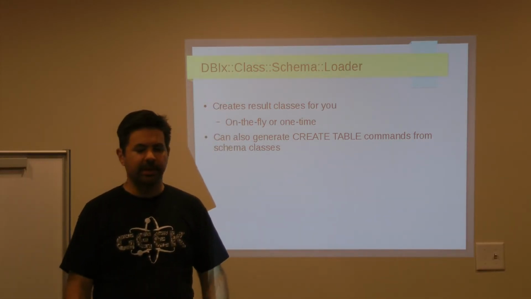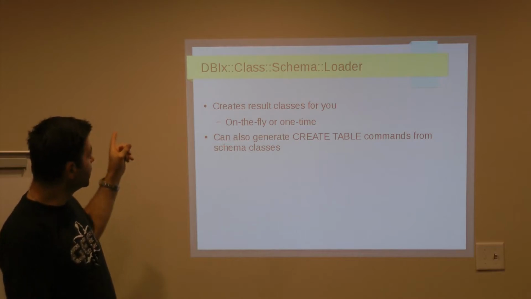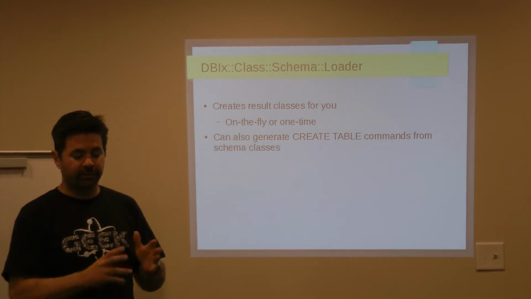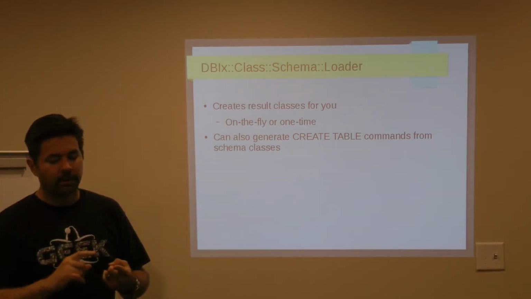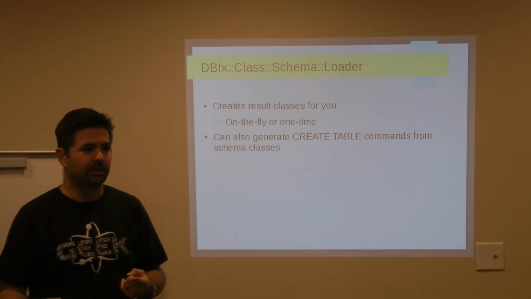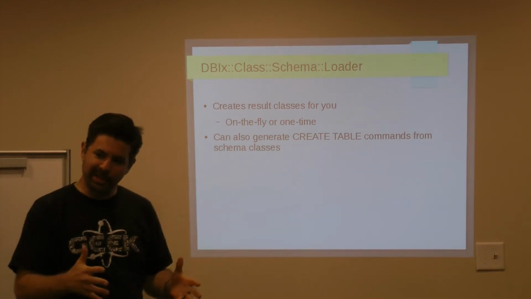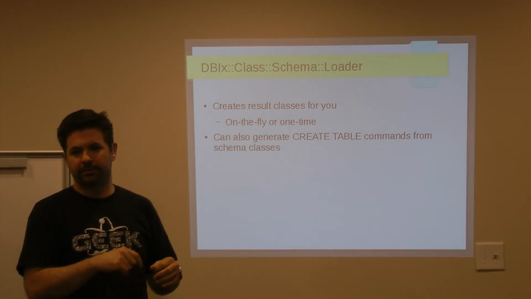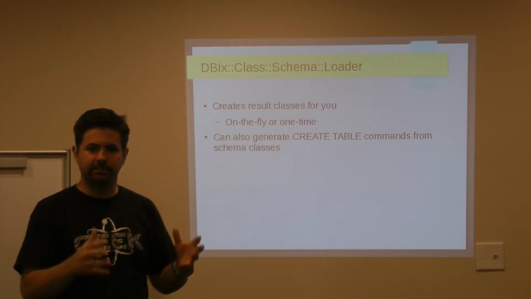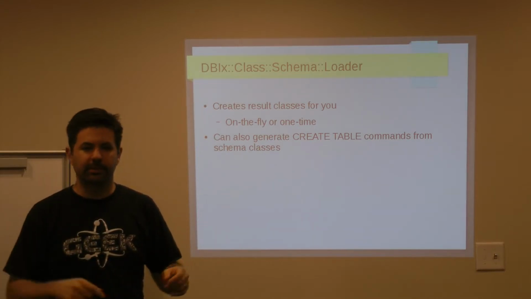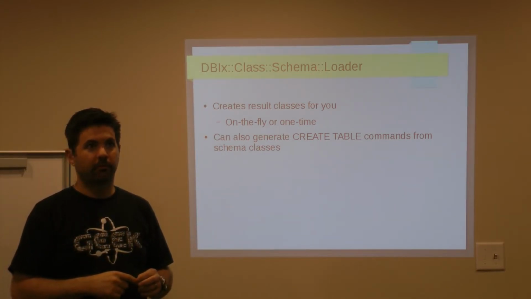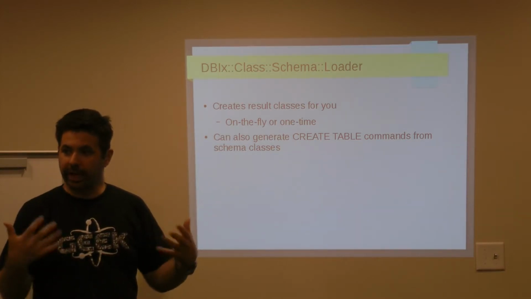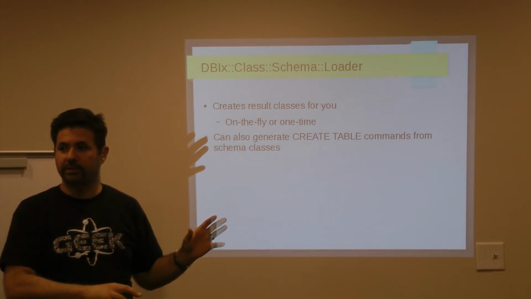Once you've learned DBIx, what you can do is use DBIx::Class::Schema::Loader, and this gives you 3 or 4 different things you can do. One, you can create all your result classes by analyzing the database. So you can say, go out and look at this database, and assuming you've got the tables set up with the relationships between them, with foreign keys and things like that, then it will create all that for you in the result class files.